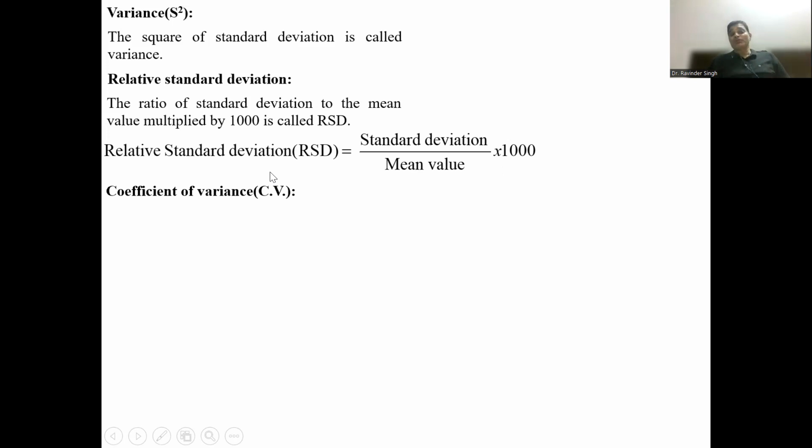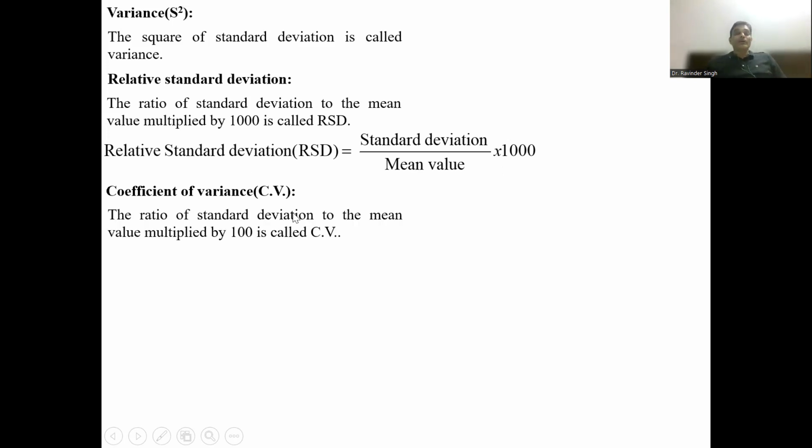What is the coefficient of variance, which is represented by CV? The ratio of standard deviation to the mean value multiplied by 100 is called the coefficient of variance, while if we multiply it by 1000, that is called relative standard deviation. So that is the slight difference between these two terms. So now you can compare these two terms, relative standard deviation and the coefficient of variance.